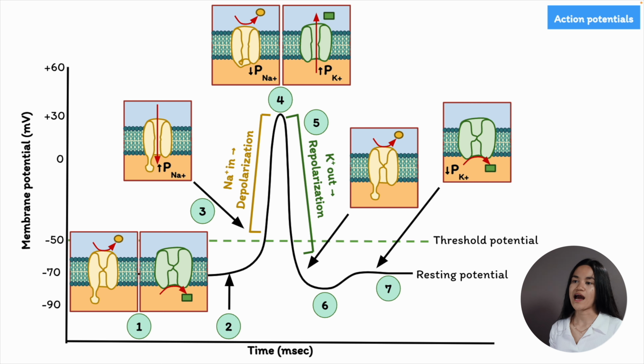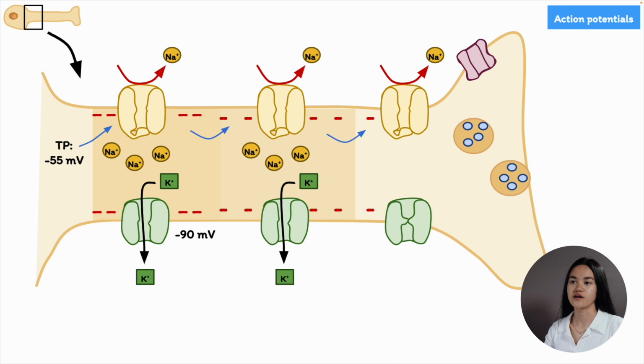Let's now go through what happens when an action potential reaches the axon terminal. This is going to trigger the opening of voltage-gated calcium channels. This right here in the synaptic knob. And calcium is going to flow into the synaptic knob.